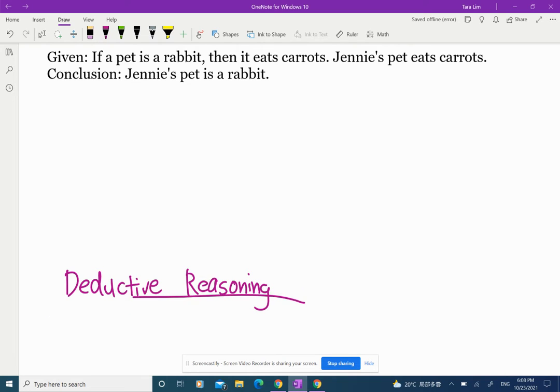Now, deductive reasoning, in the last class, I talked about inductive reasoning. And inductive reasoning and deductive reasoning, they're quite similar, but deductive reasoning is the process of using facts, rules, definitions, and properties to reach conclusions. So there are two forms of deductive reasoning. One is called law of detachment, and one is called law of syllogism.